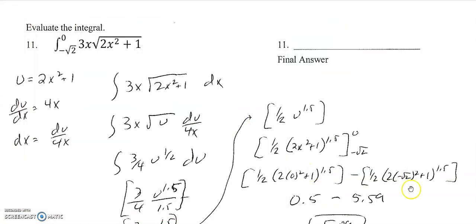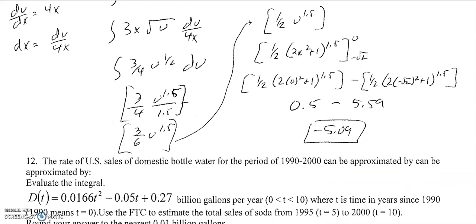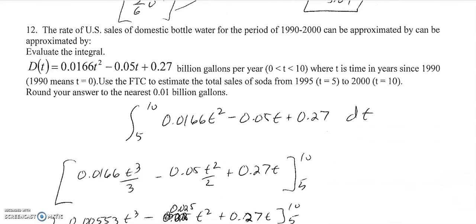Okay, now our last question. The rate of U.S. sales of domestic bottled water for the period 1990-2000 could be approximated by the integral dt equals 0.0166 t squared minus 0.05 t plus 0.27 billion gallons per year. So notice it says gallons per year. It's a derivative. It's a rate of change. Where t is time since 1990. So 1990 is 0.